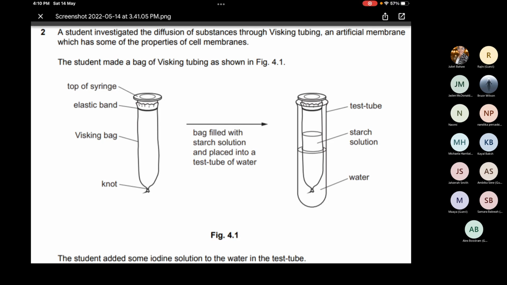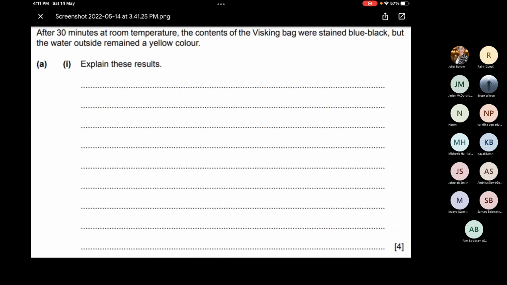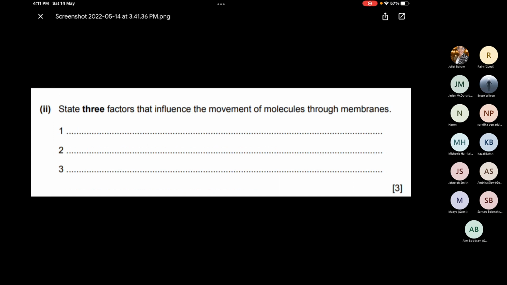The contents remain inside. So when you're thinking of the direction of water flow, it would have been from the test tube into the Viskin tube. That is why the water remains that yellow color. Iodine is normally a yellow-brownish color, so there was no starch present in that test tube. The starch remained in the Viskin tube. All right. Part 2.